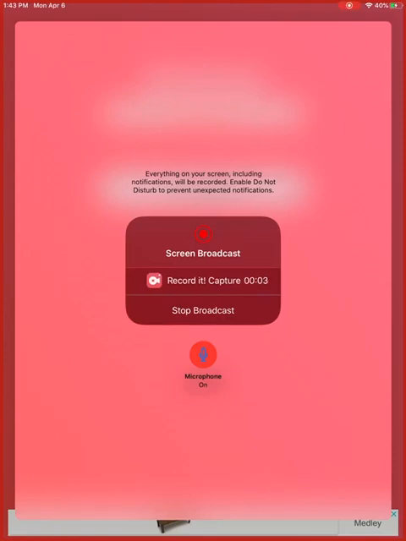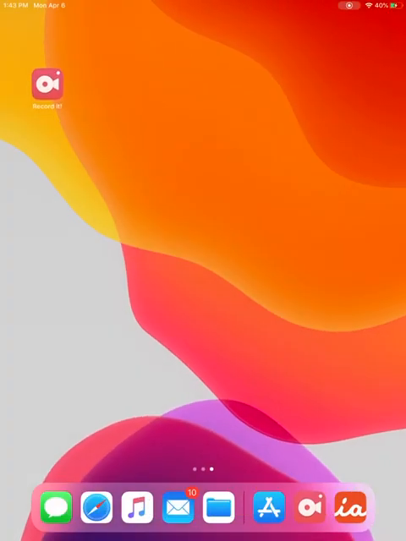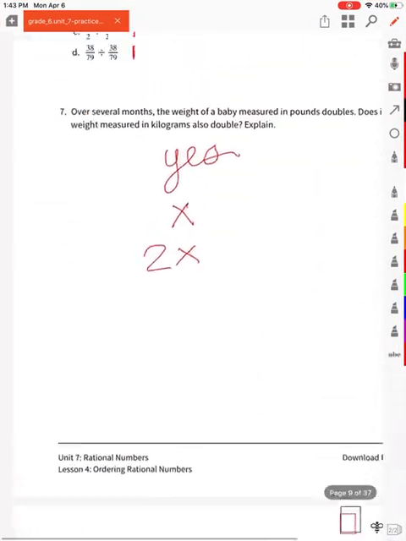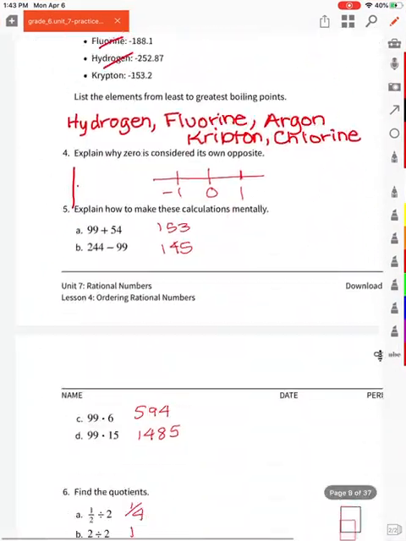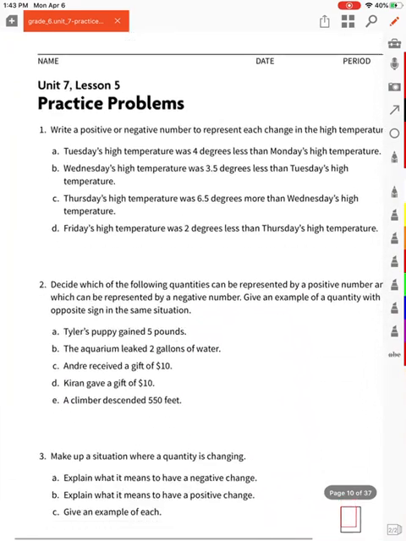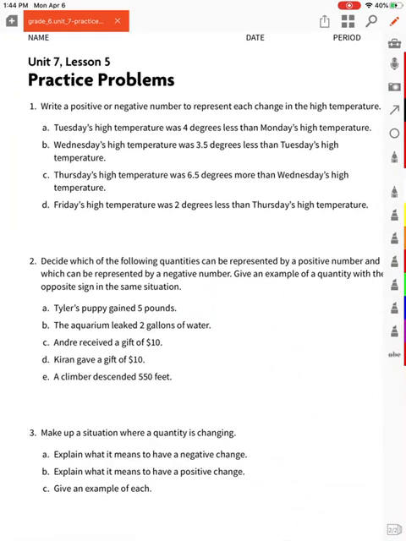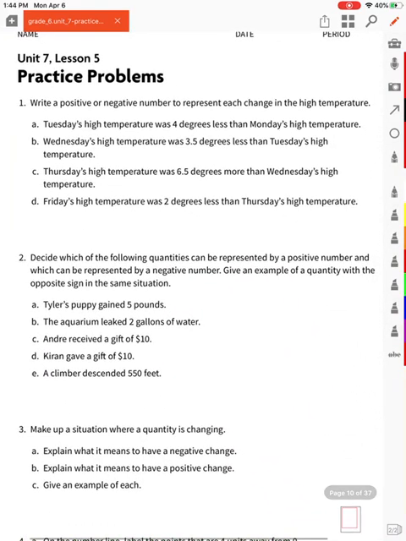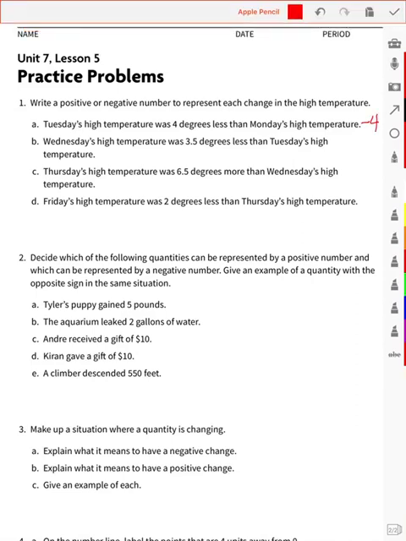Okay, we're doing practice problems for Unit 7, Lesson 5. Write a positive or negative number to represent each change in the high temperature. Today's high temperature was 4 degrees less than Monday's high temperature, so that would be a -4.